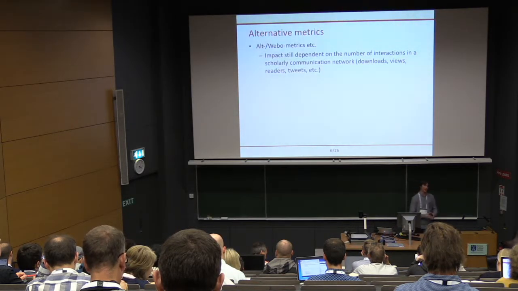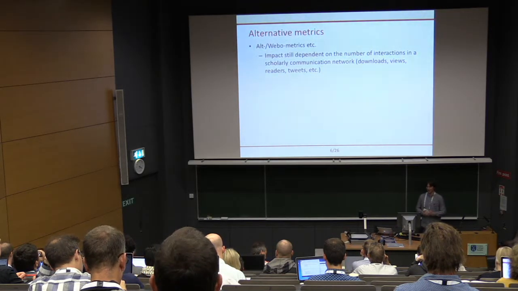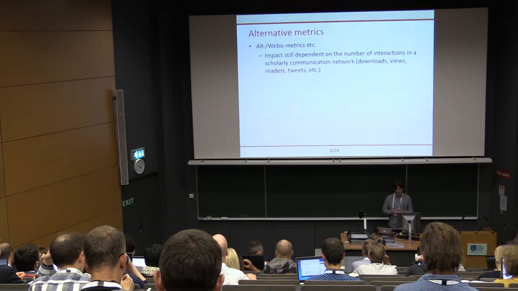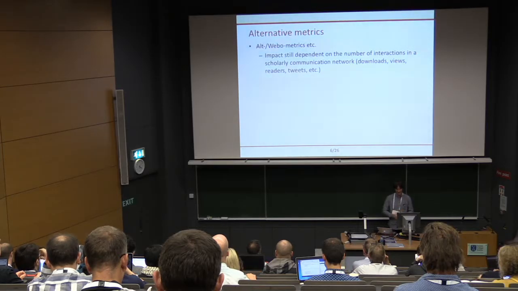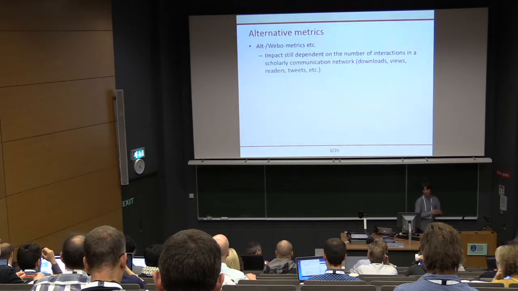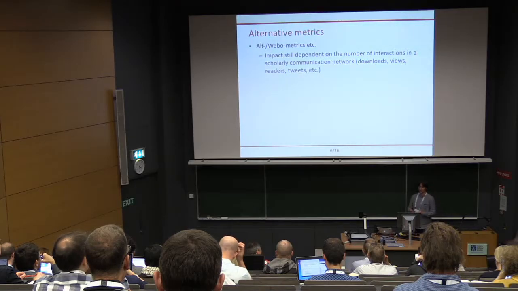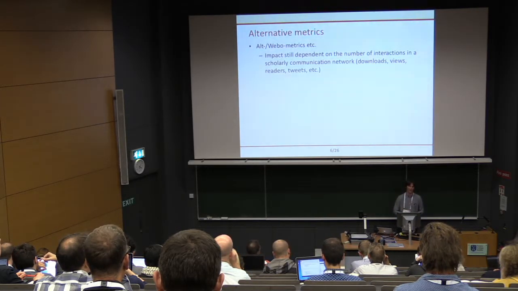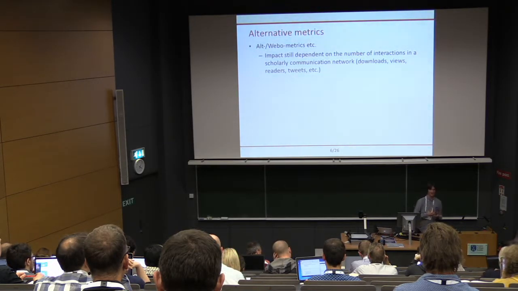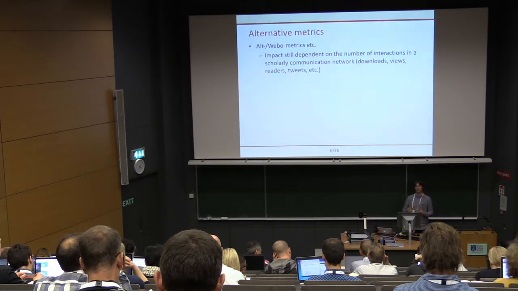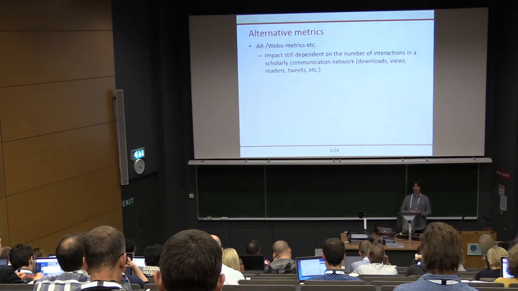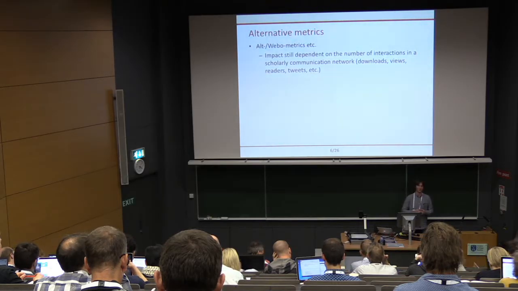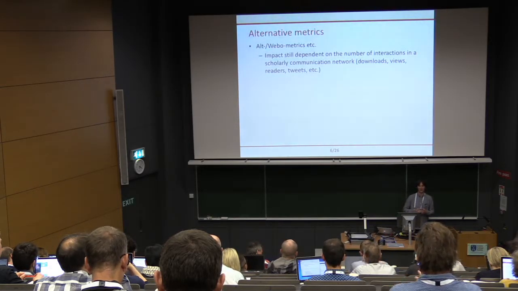So what we have in addition these days are alternative metrics, or sometimes we call them altmetrics. What they say is that impact is still dependent on the number of interactions in the scholarly communication network, which means numbers of downloads, numbers of views, numbers of readers, numbers of tweets. It is probably the case that this somehow corresponds to the level of popularity of certain things. So I'm not arguing that we shouldn't measure them, but we should probably not associate them necessarily with research quality.